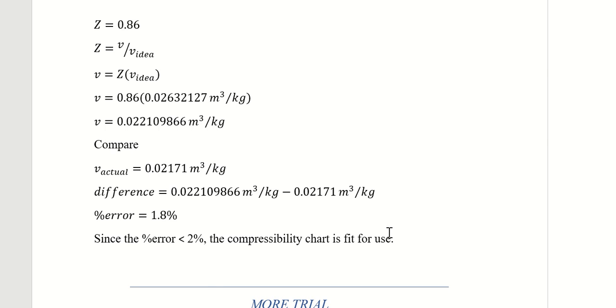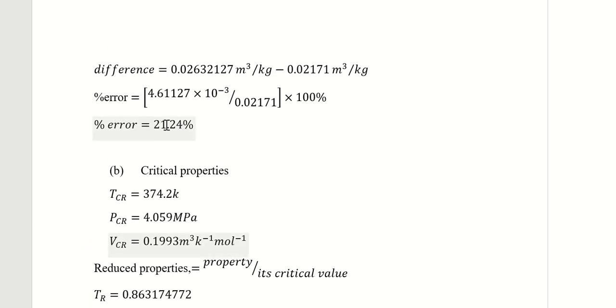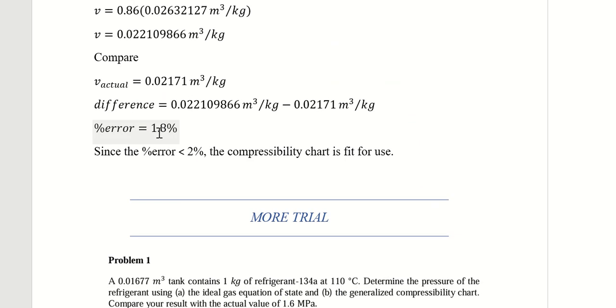Or you could say that the percentage error that accumulates from using the compressibility chart is way less as opposed to the one that comes from using the ideal gas equation, because in the ideal gas equation we got a percentage error of around 21.24%. That's total error, total mess, which is quite different from here. We have a percentage of 1.8, so we are very correct.